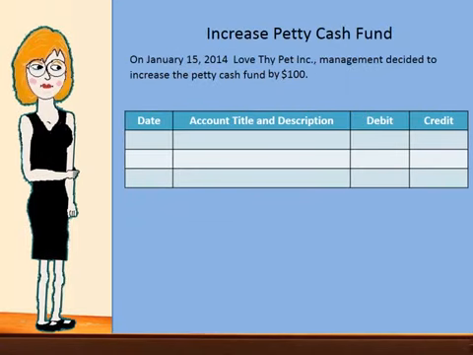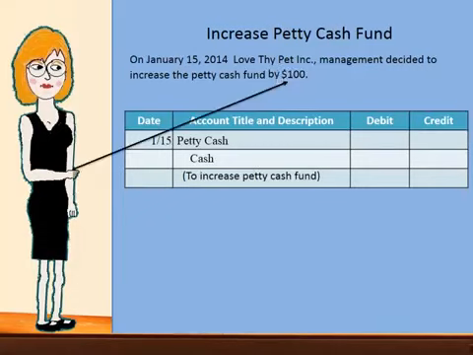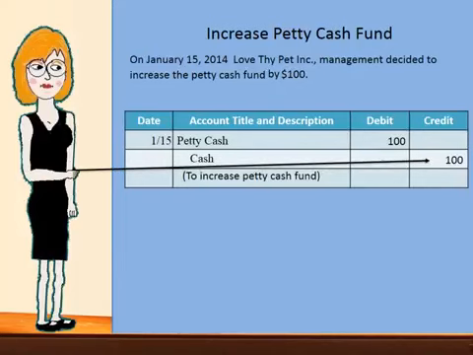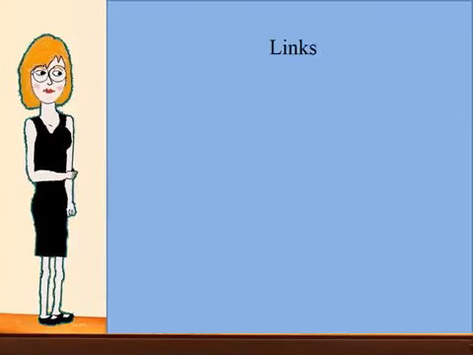Finally, if they decide to do it later between terms before you're reimbursing, you will just debit petty cash, credit cash to increase petty cash, and it's only for the amount they're increasing the fund. This is the only time you will hit the petty cash box.